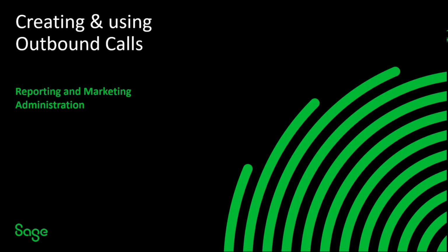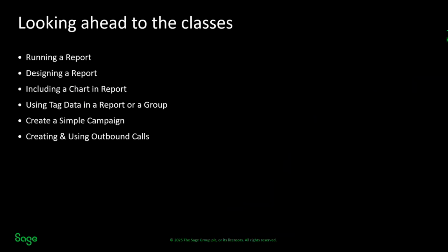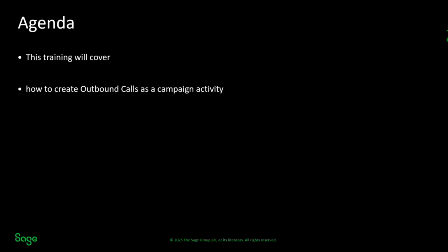We're going to be looking at creating and using outbound calls. The main thing to point out here is that this is the final of our 6 lessons that make up part of our short course on report and marketing administration. It's going to build on quite a lot of the material that we've looked at already.